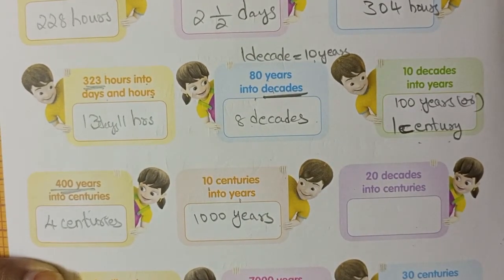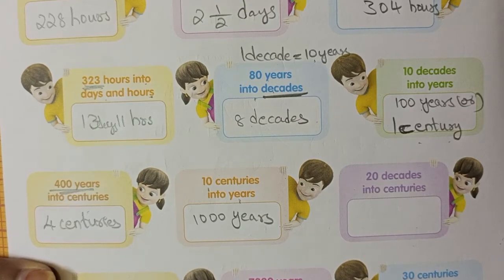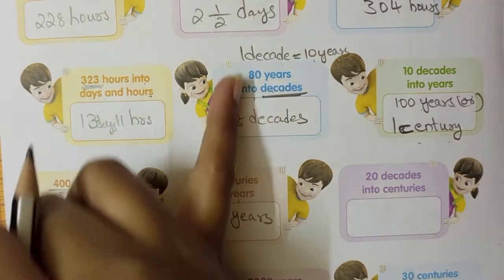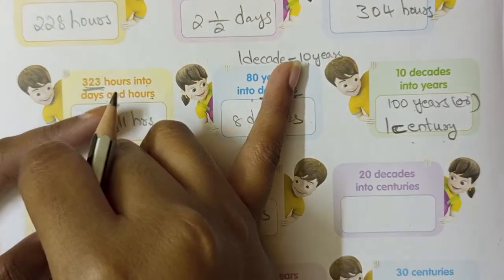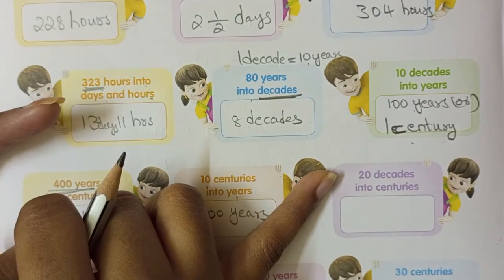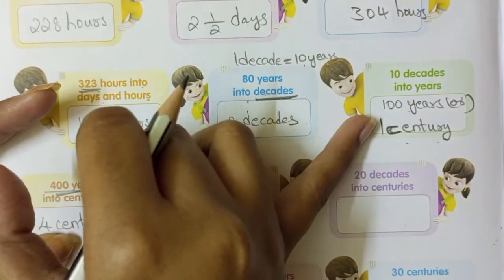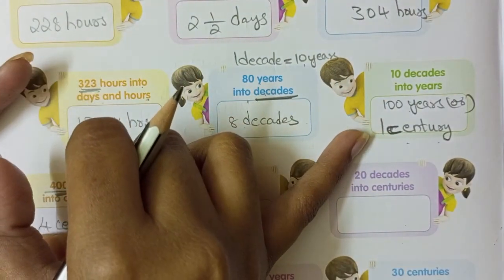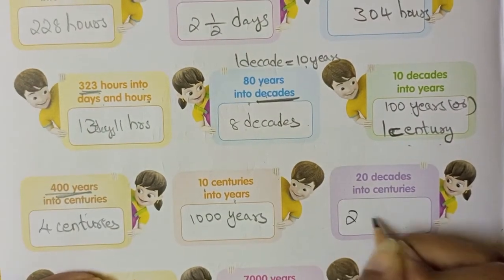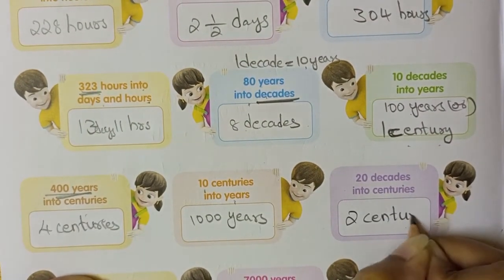20 decades into centuries. One decade means how many years? 10 years. So 10 decades means how many centuries? 1 century. So 20 decades means 2 centuries.